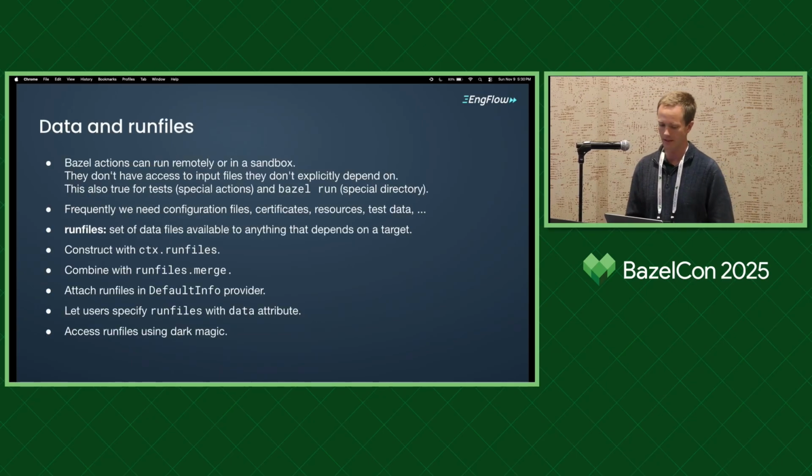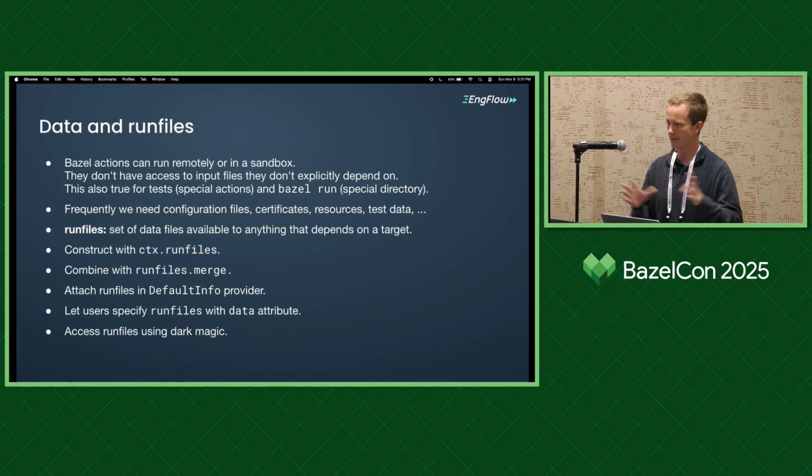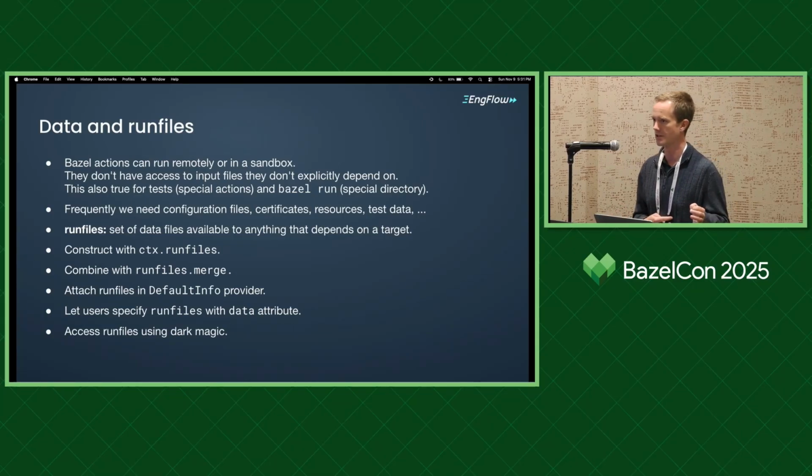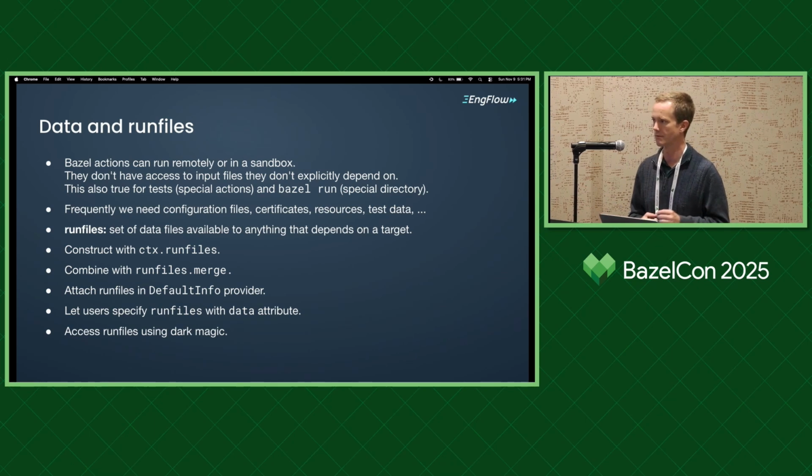Okay, so data. Again, everything is isolated. We need to declare our inputs and outputs for every action. But we also need to say, this action needs these files at runtime, and Bazel actually needs to build them. So they could be certificates, configuration files, that type of thing that you might not need during the build, but the binary needs them to run. And especially if you're running the binary as part of the build, like it's a tool, you want run files to collect all that.